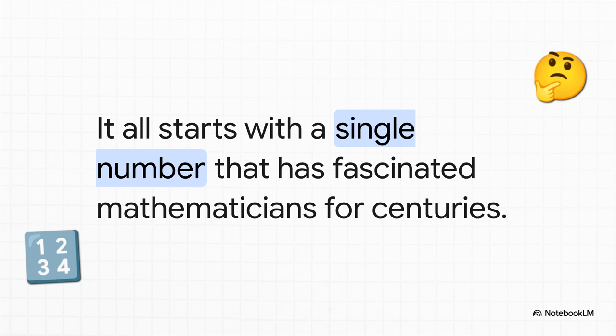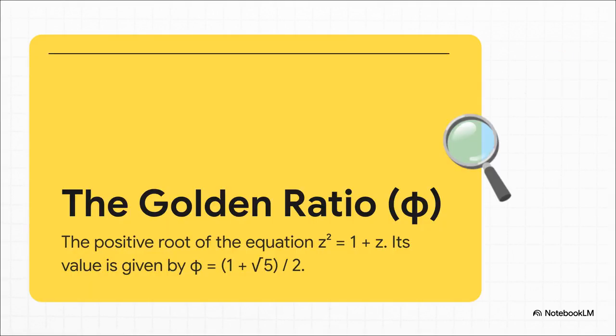We're talking everyone from ancient Greek architects designing the Parthenon to biologists looking at the spirals in a seashell. So you've probably heard of it, right? The golden ratio. We call it phi, and it comes from this surprisingly simple little equation you see here. z squared equals 1 plus z. It's the one and only positive solution.